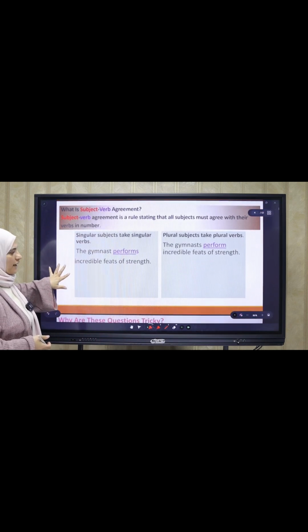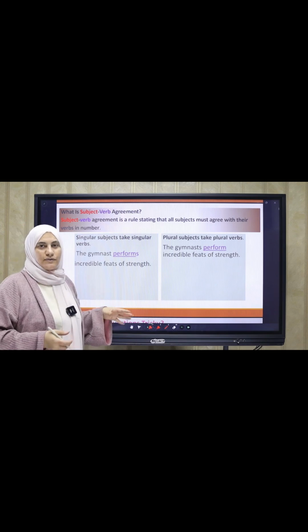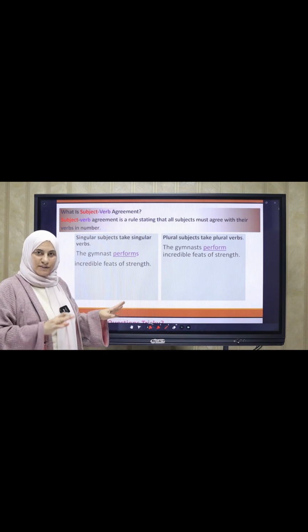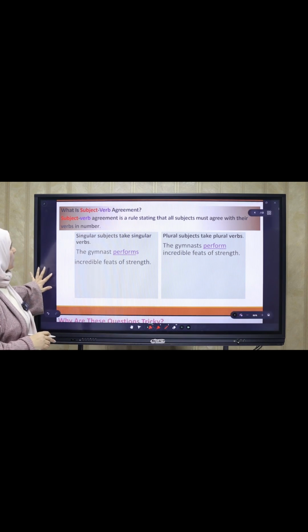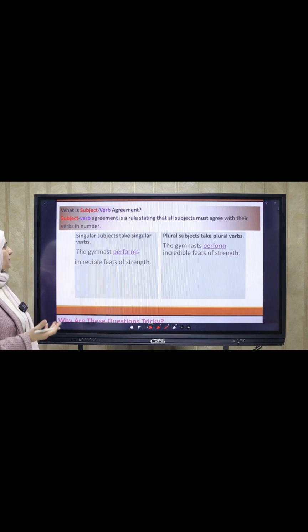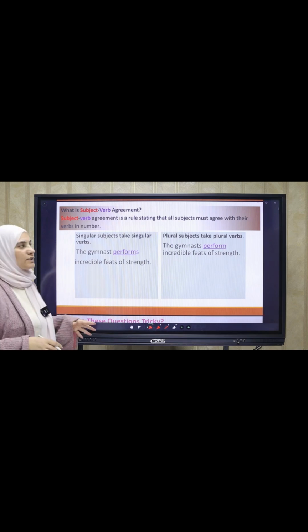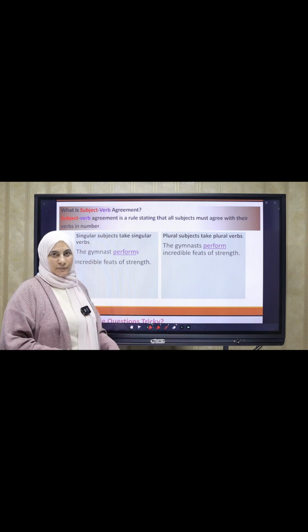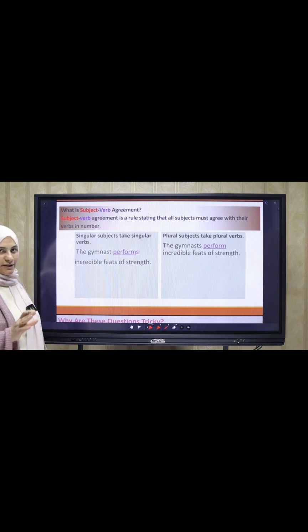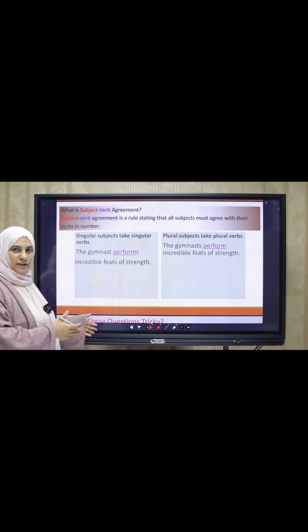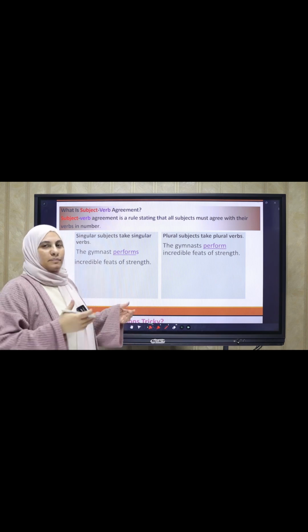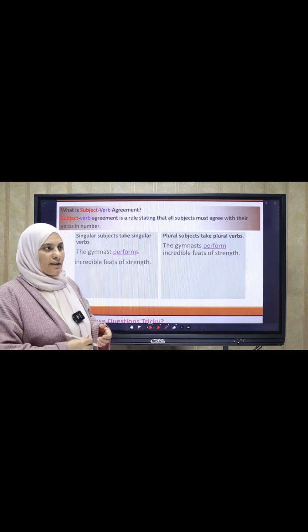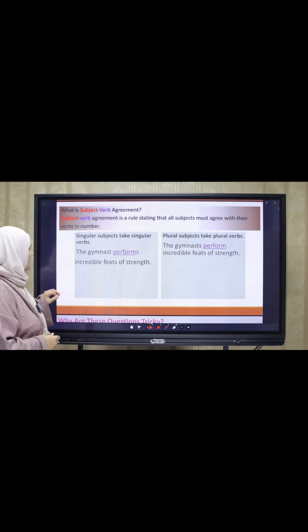Now that we have a basic understanding of a subject, let's define the grammatical rule. What is subject-verb agreement? Subject-verb agreement is a rule stating that all subjects must agree with their verbs in number. This means that singular subjects take singular verb forms. Plural subjects take plural verb forms. Okay, singular subject takes singular verbs.